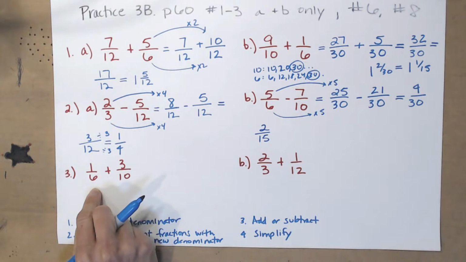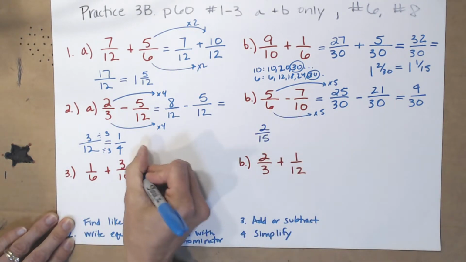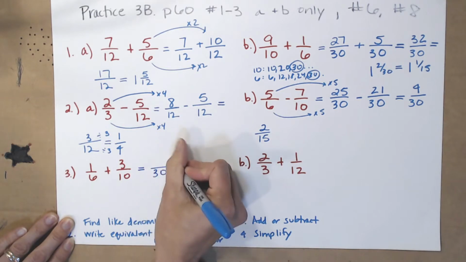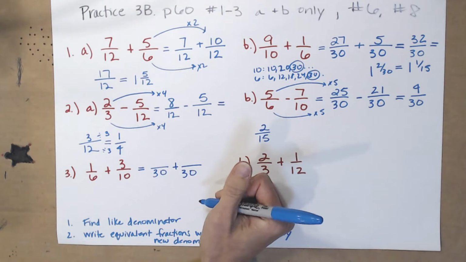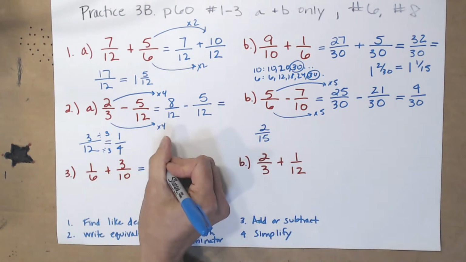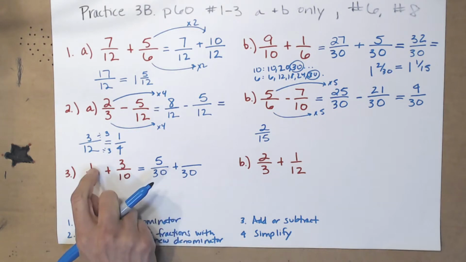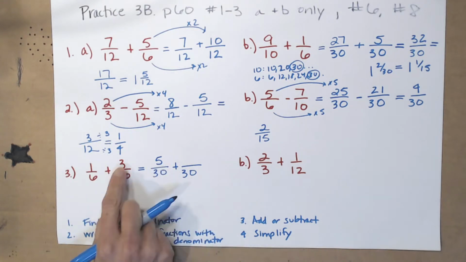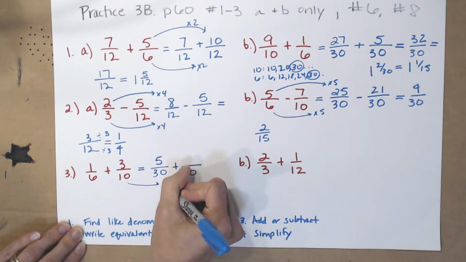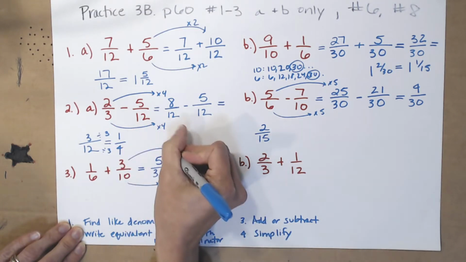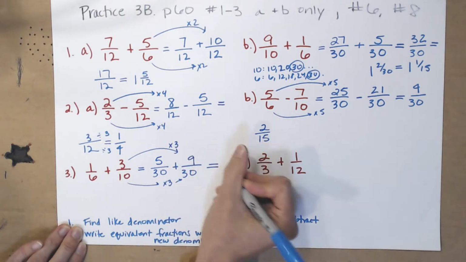Number 3. Wow, we're given the same 6 and 10 again. They like those numbers. So let's go with 30 again for our denominator. 1/6 becomes 5/30 because 6 times 5 is 30. So 1 times 5 is 5. And the 3/10, 10 times what is 30? 10 times 3. So we do the same with the numerator. 3 times 3 is 9.